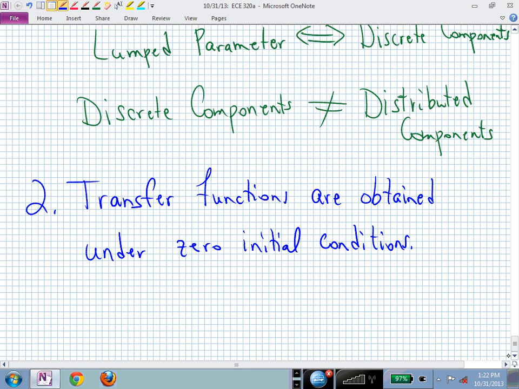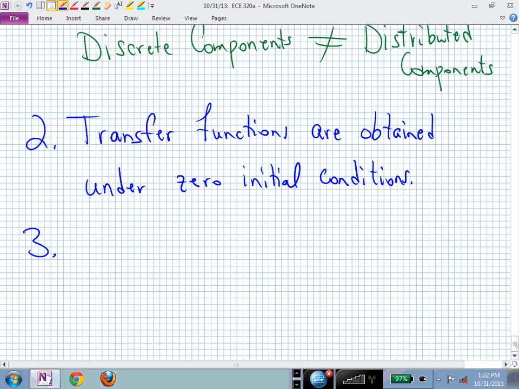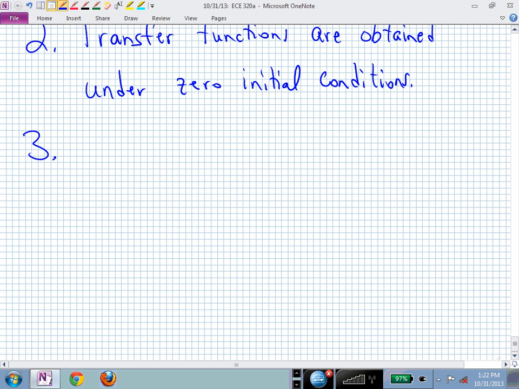3. Spent too much time on that oatmeal, so we have to keep going pretty quick. Is that clear? So anytime you ask for a transfer function, don't worry about the initial conditions. That simplifies your circuit, it simplifies your analysis.